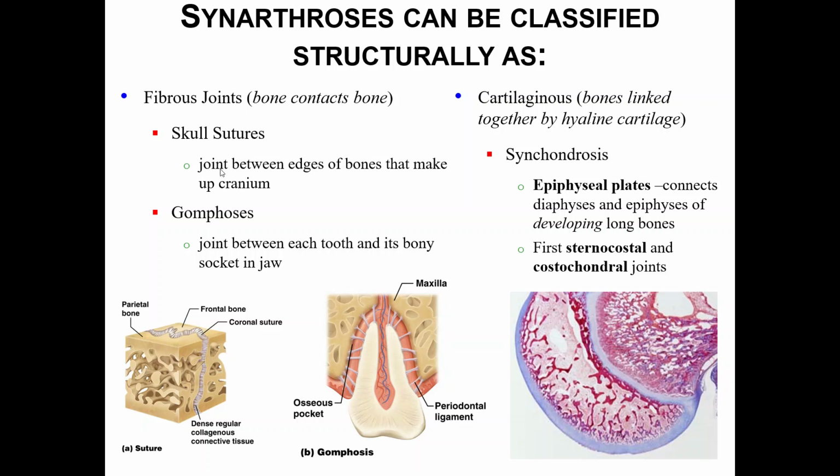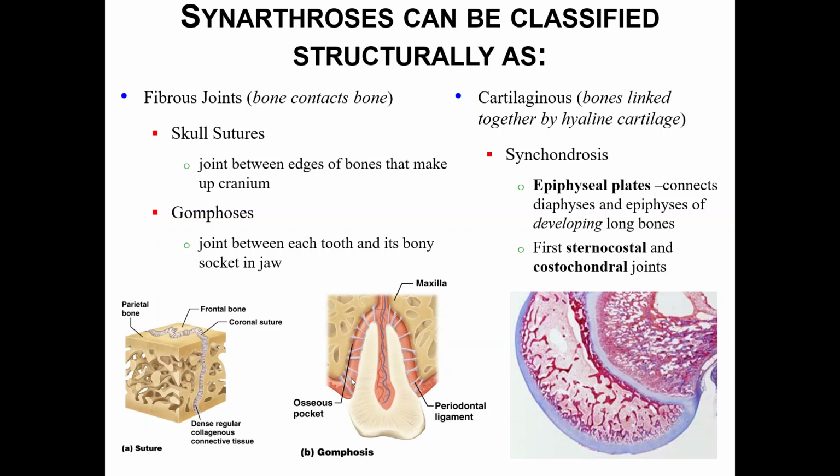So we are going to join the edges of the bones that make up the cranium or the back of the skull itself. Again, this is an immovable or a non-movable joint. Now, this one you probably have never really thought about. Gomphoses, which is kind of a weird word. Gomphoses, think of your gums of your mouth. So you have these little joints in between each tooth and the bony socket of the jaw itself. So you can see we have these little periodontal ligaments all the way around the base of the tooth.